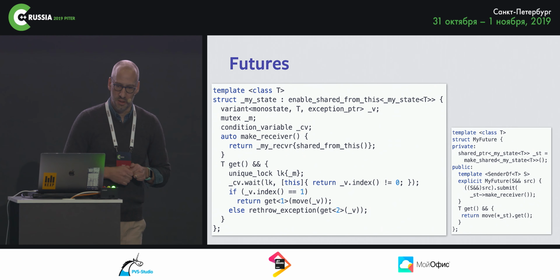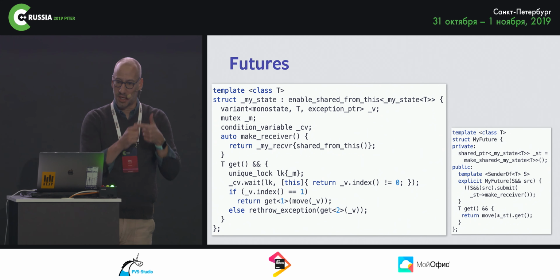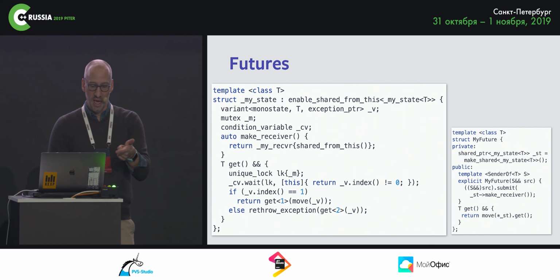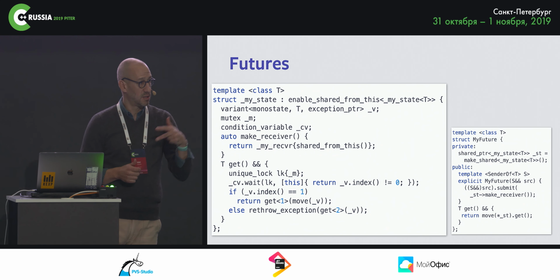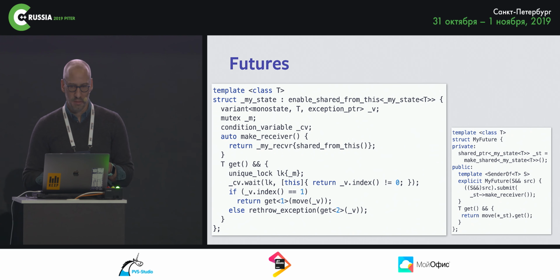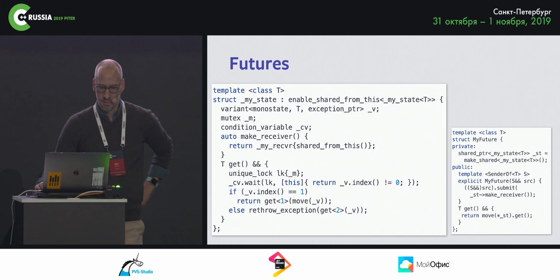And here's what the state looks like. This should start to look a little familiar. There's a mutex in there. There's a condition variable in there. There's a get function that's going to be locking that mutex and then waiting on the condition variable, just like in our sync wait function.